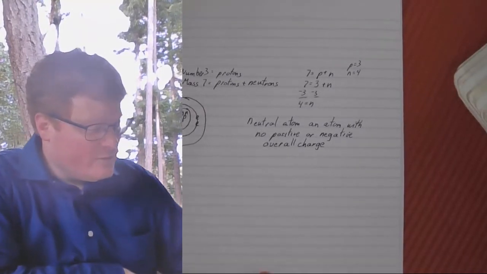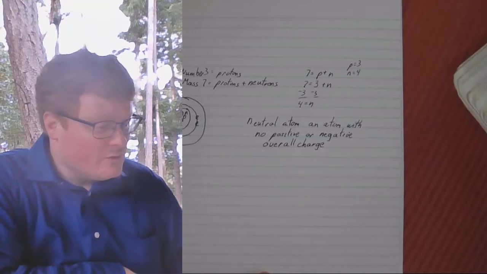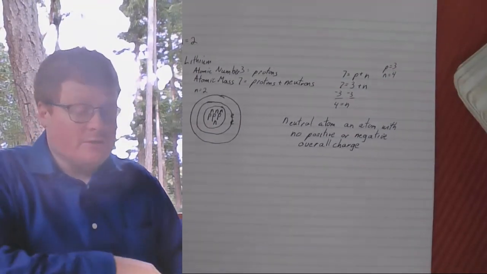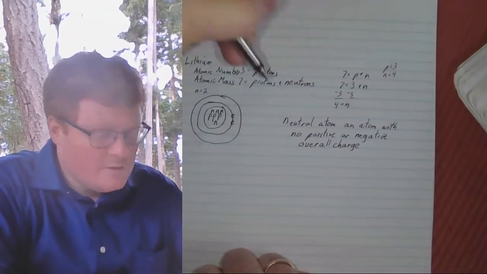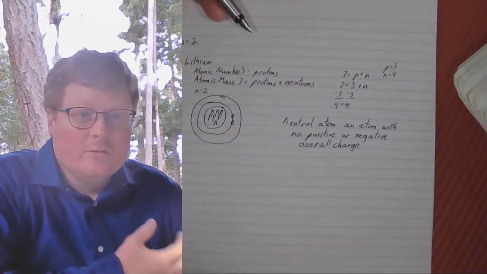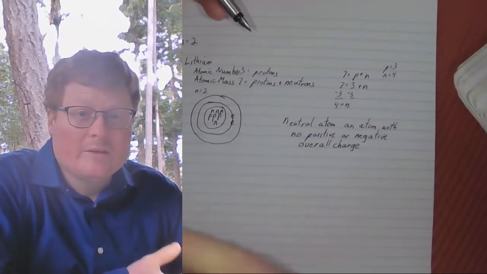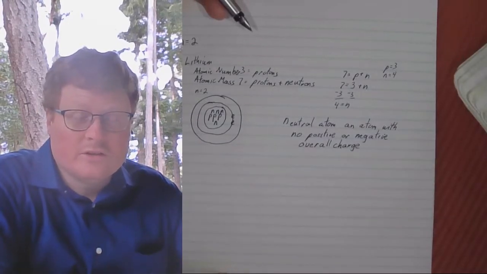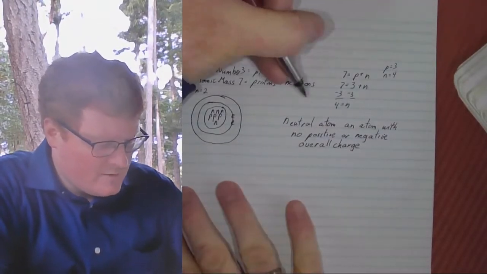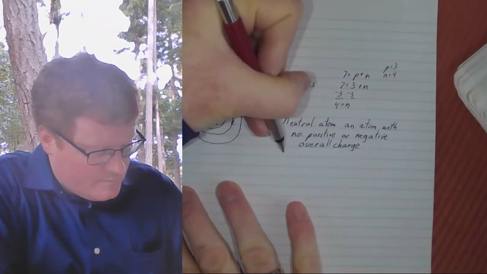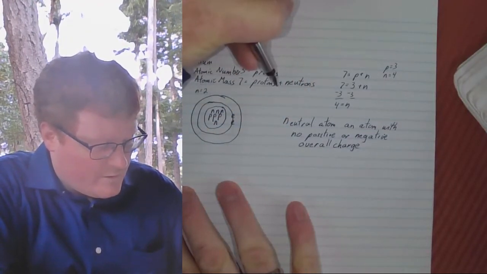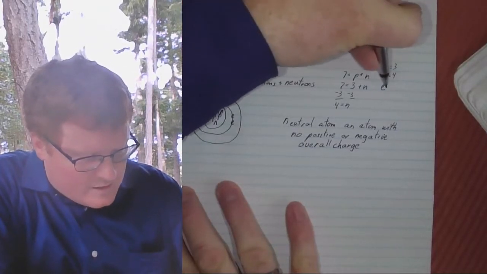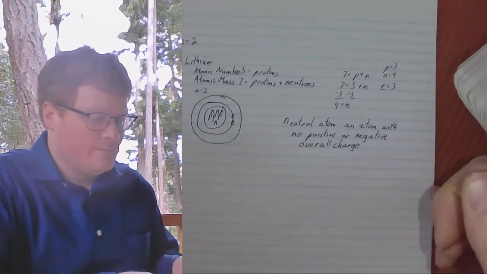So in this case, we are going to be working with a neutral atom, a neutral lithium atom. If it's a neutral atom, and we have 3 protons, how many electrons will we have to have? Well, if we have 3 positives, and we have to have a 0 overall charge, we have to have 3 negatives. So, I'm just going to say electrons equals 3.